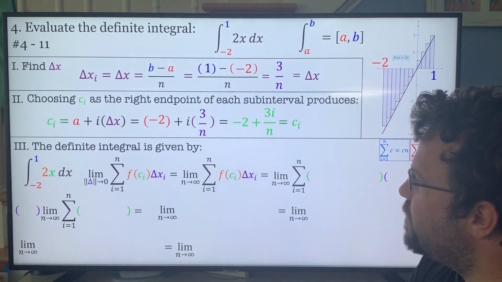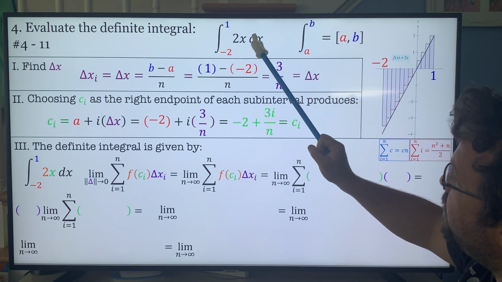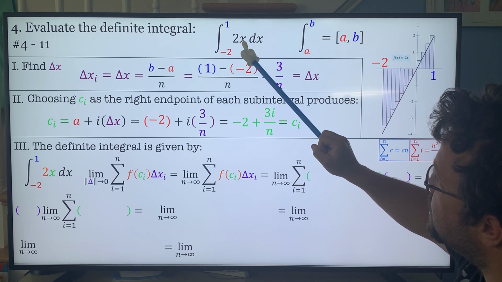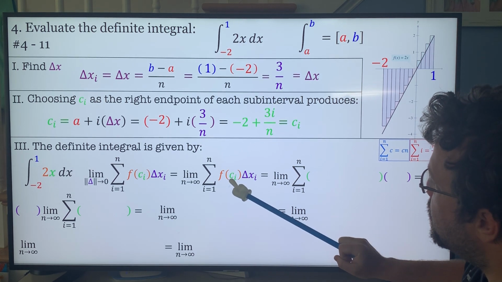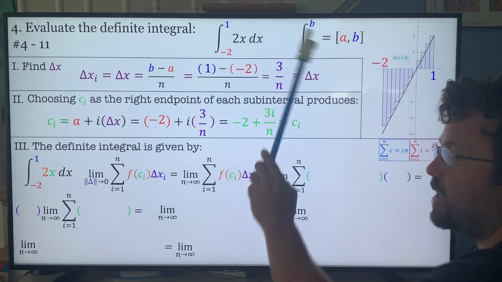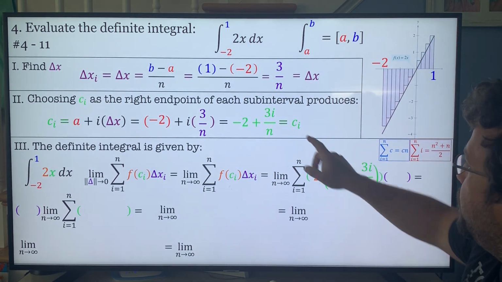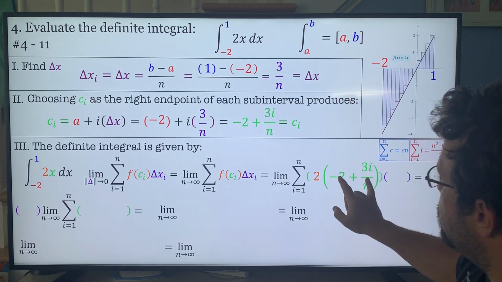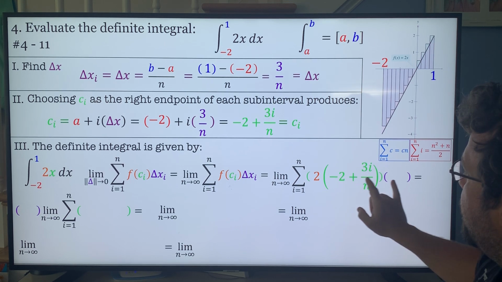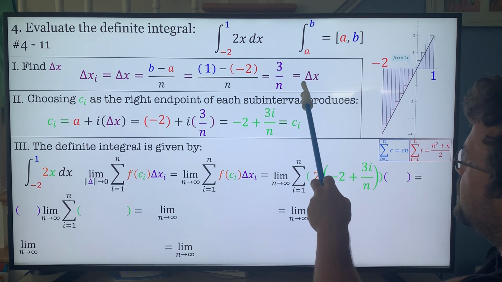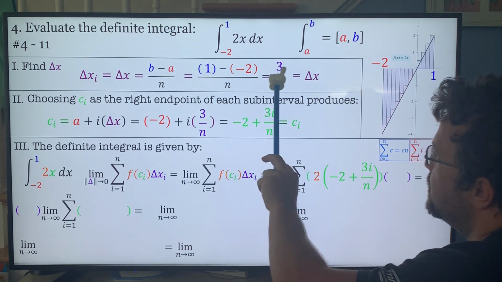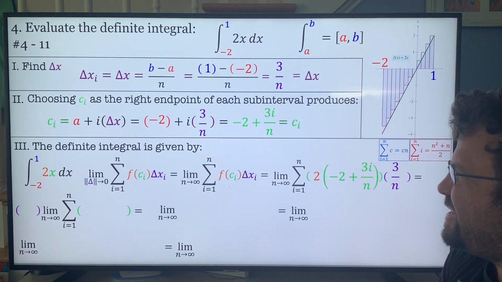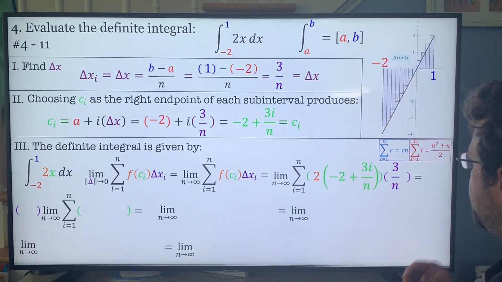All right, so when I do this formula right here, F of CI. My function is 2x. I'm going to take my x, and for my x, I plug in my CI. So F of CI would be 2 times negative 2 plus 3i over n. So my function, 2 times x, times delta xi, which is the same as delta x, which is 3 over n. You follow me so far? Not terrible. We have all those problems to help you figure this out too if you can't get it.